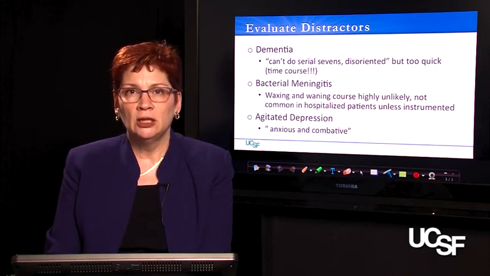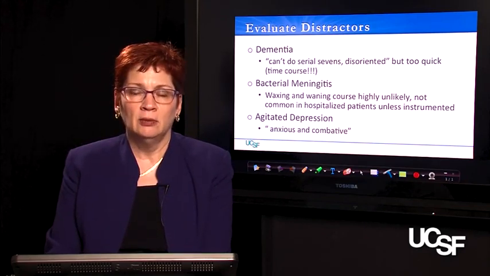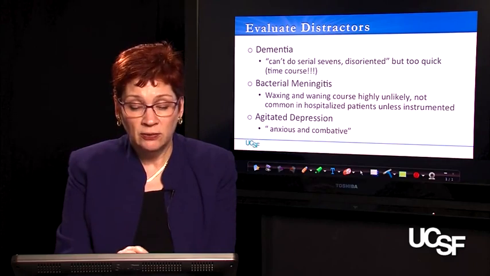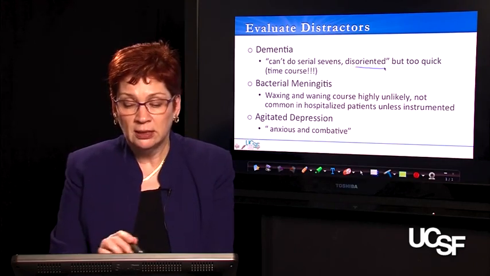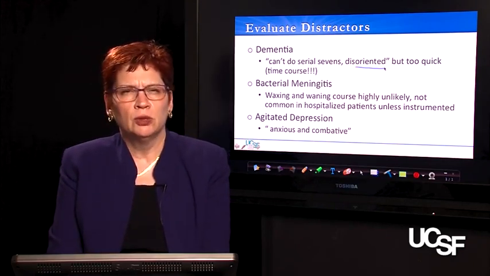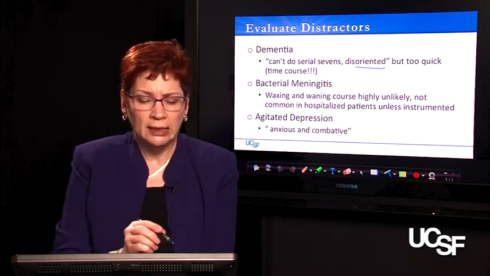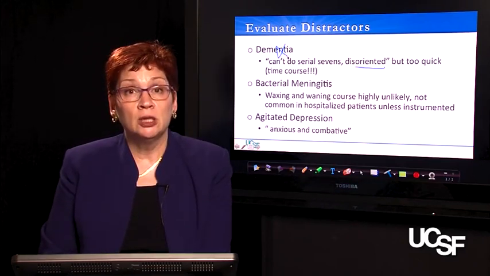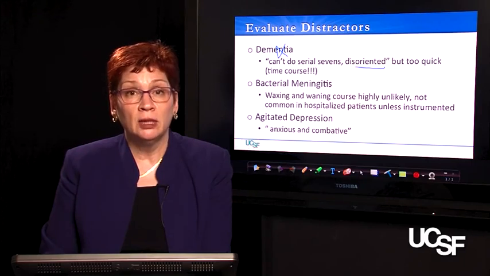So let's evaluate the distractors that are present as part of the answers. 1 was dementia. Now, he can't do several serial 7s and was disoriented, but the time course for this was way too quick, so dementia seems unlikely to be the right answer. Bacterial meningitis was one of the possible answers.